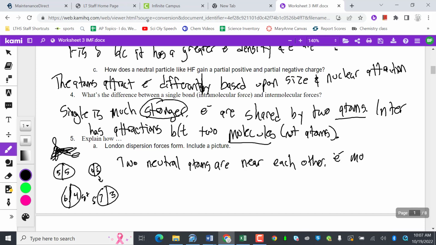Electron motion, because remember they move around their clouds, creates an imbalance and a slight charge.